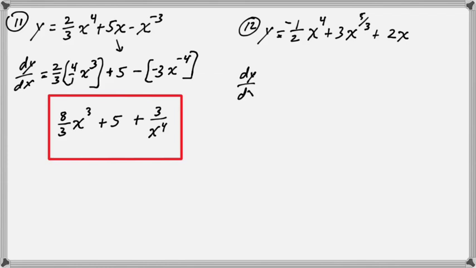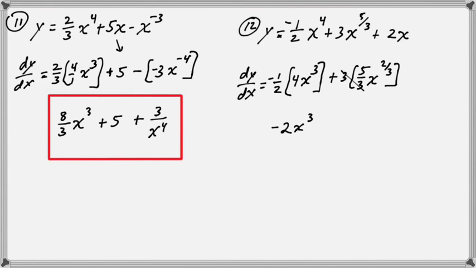On 12, dy/dx, you keep the negative 1/2 out. Power times base to 1 less power. That's a negative 2x to the 3rd, I believe. The next one, keep the 3 out front. Power times base to 1 less power. 3/3 less than 5/3 would be 2/3. So that would be plus 5x to the 2/3. And the derivative of 2x, or the slope of y equals 2x, is just 2.